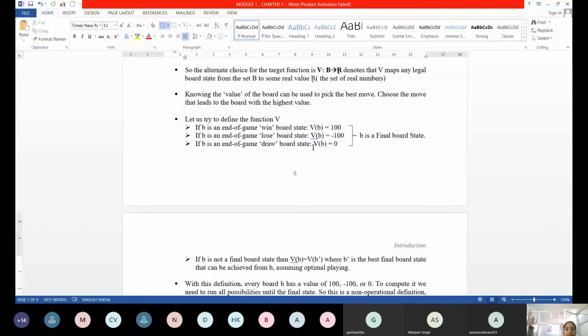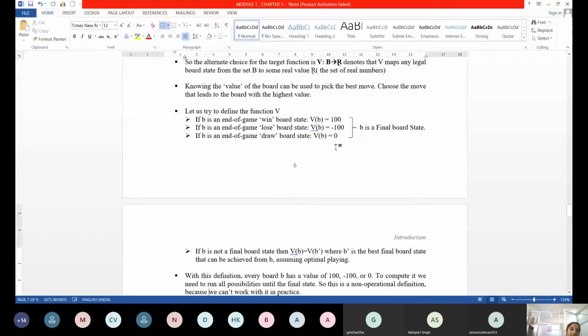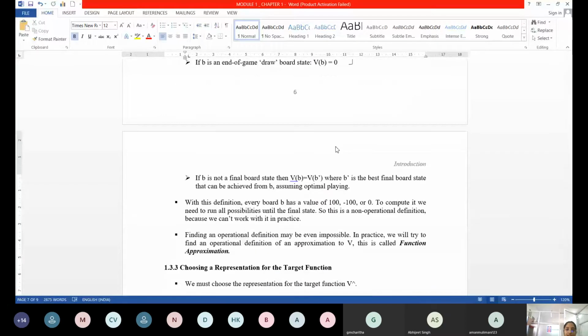As coming to the general case, you are not having a one step towards success or failure or draw. You are in between somewhere in the game playing. So your next move is dependent on V of B dash. Means you need to find out V of B dash, which is nothing but your function approximation value. For that, we have chosen the representation. You could see that below that. V of B dash.